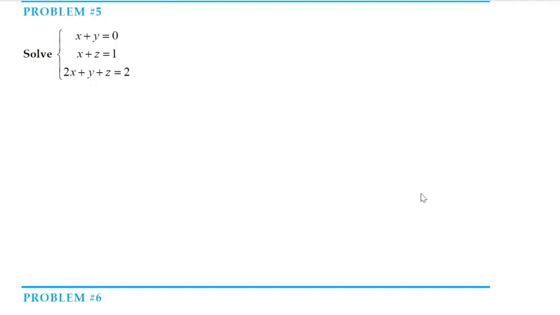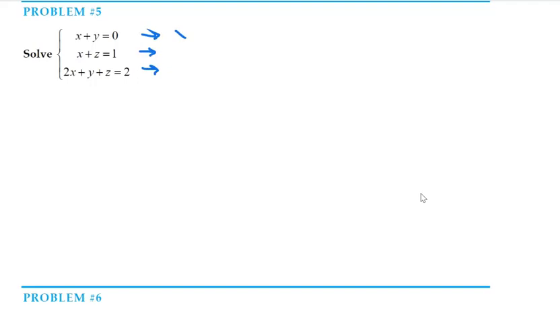Now on problem 5, you see that there's variables that are missing on here. And so sometimes it's better to make sure that you have your x's lined up, your y's lined up, and your z's lined up. So I'm just going to rewrite these, not doing anything to it, but just rewriting them.